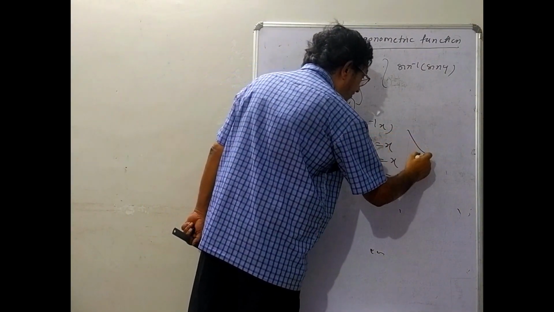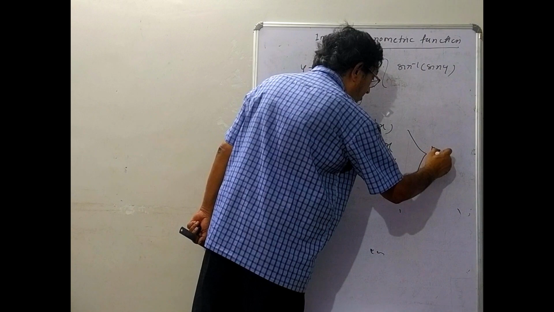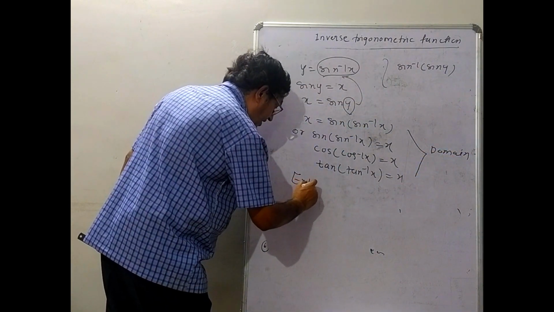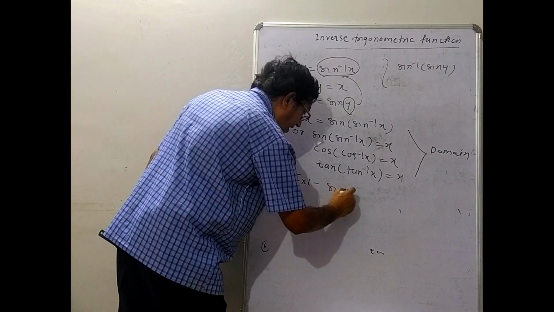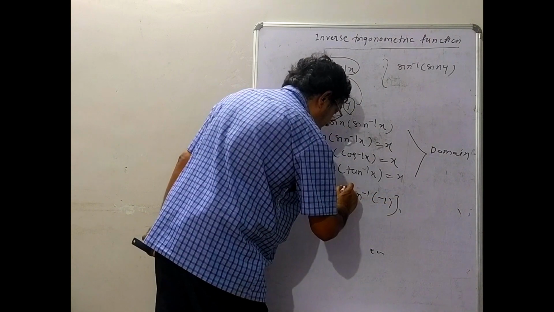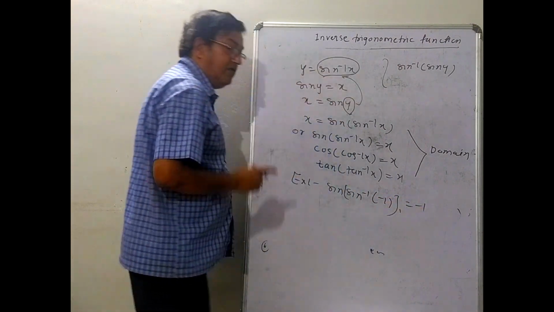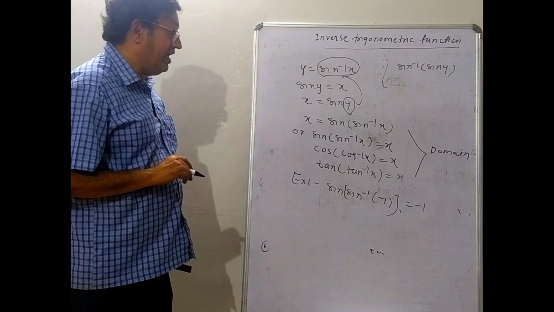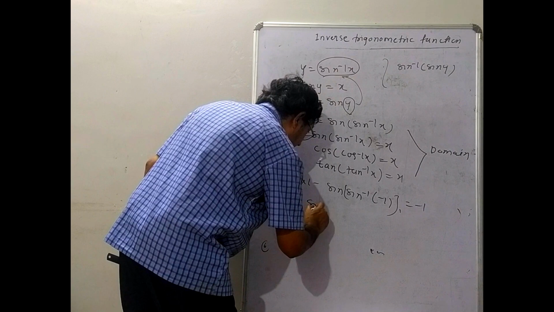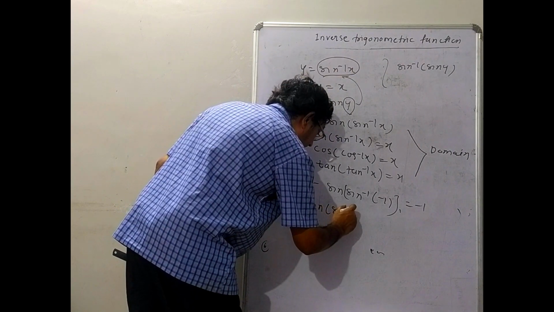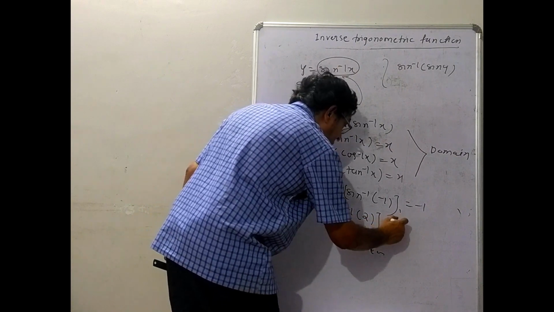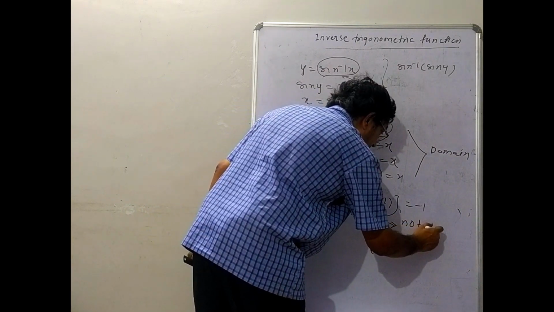This is applicable for the respective domain values. For example, if I write sine of sine inverse of -1, this is -1, because the domain for sine inverse is -1 to +1. And sine of sine inverse of 2 is not defined. Why is it not defined?